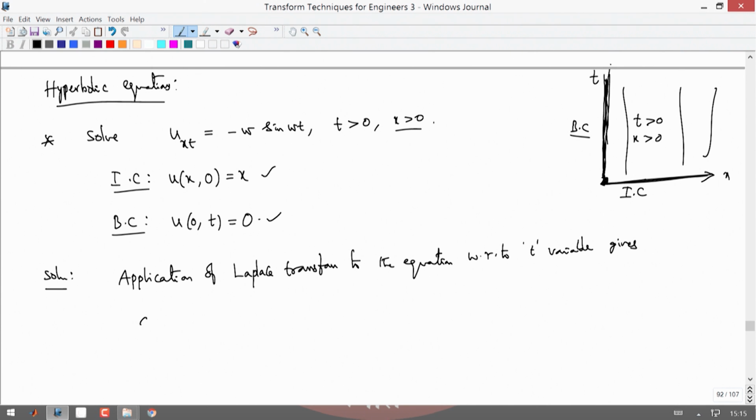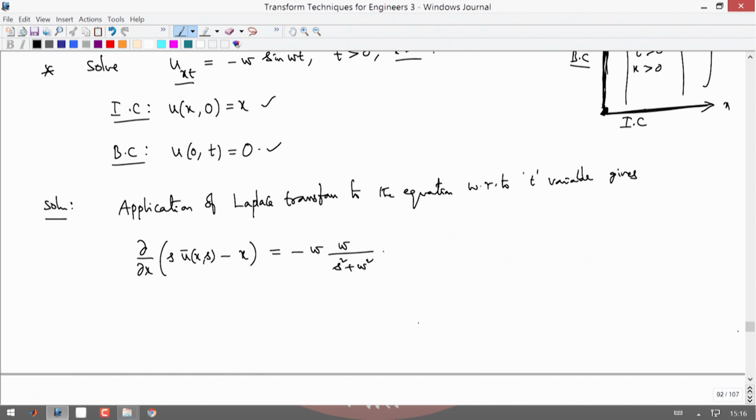So, what you get is ∂/∂x of ∂u/∂t, for which you apply the Laplace transform, that is s ū(x,s) minus u(x,0). So, u(x,0) is x. So, let me use this as x, that is your left hand side, which is equal to minus ω, that is constant, times sin ωt. We know that this is actually ω divided by s² plus ω², that is the Laplace transform of sin ωt.